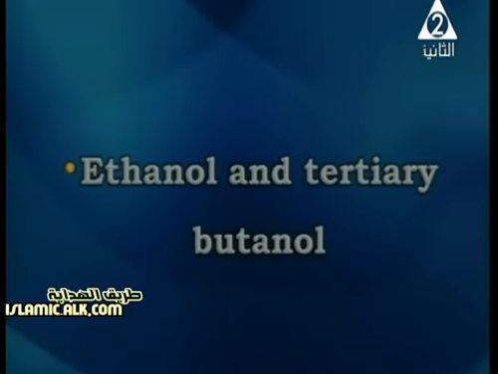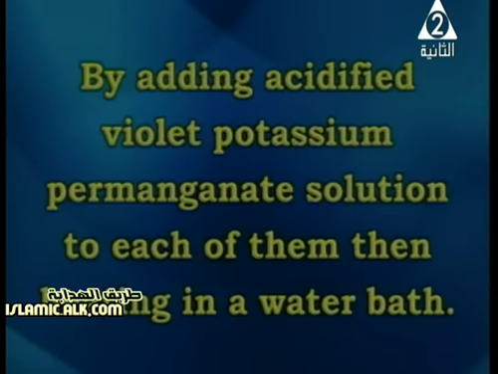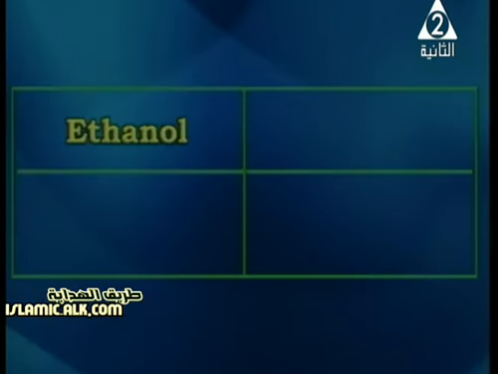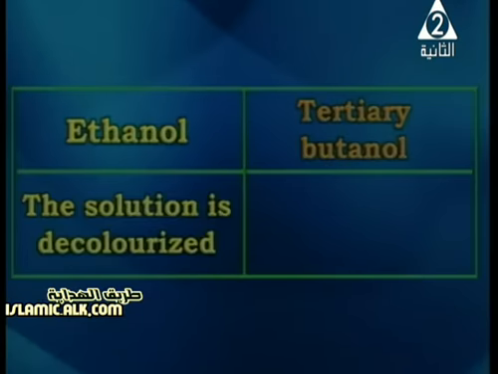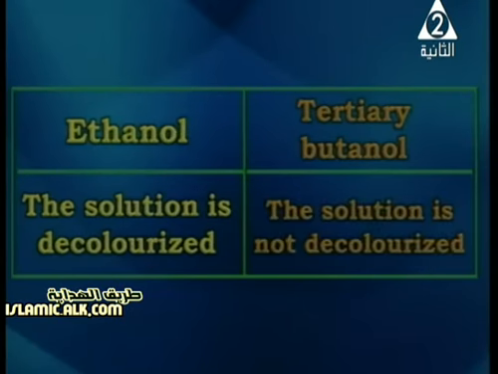Ethanol and tertiary alcohol, which is tertiary butanol. Here, by adding acidified violet potassium permanganate solution to each of them, then heating in water bath. Here, ethanol and tertiary butanol: the solution in ethanol is decolorized, while in tertiary butanol, the solution is not decolorized.